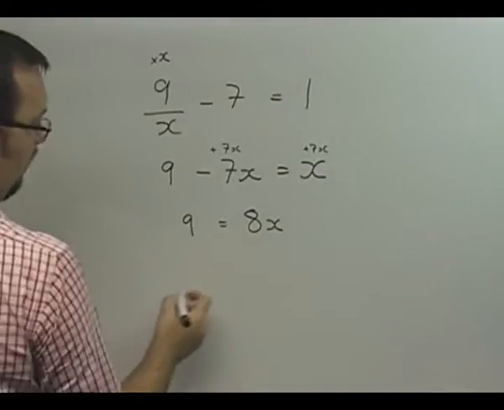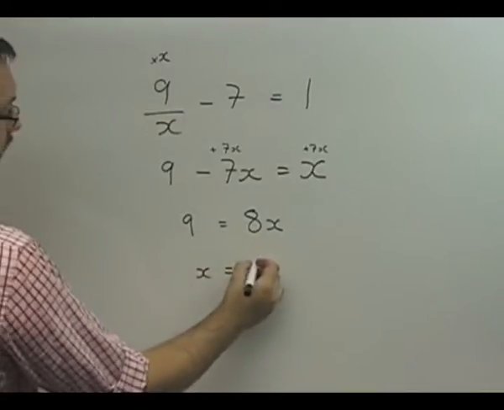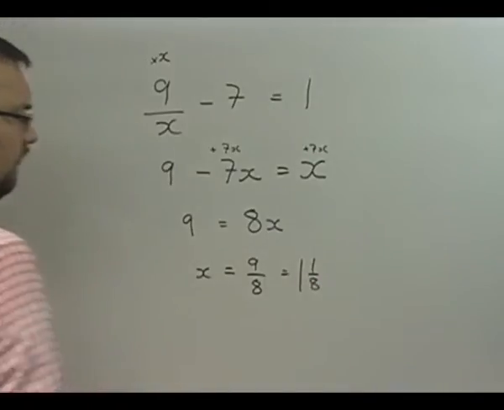So, without showing you anything more complicated, the answer will be x. I'm going to divide by 8, so 9 divided by 8, which is going to be 1 and 1/8.